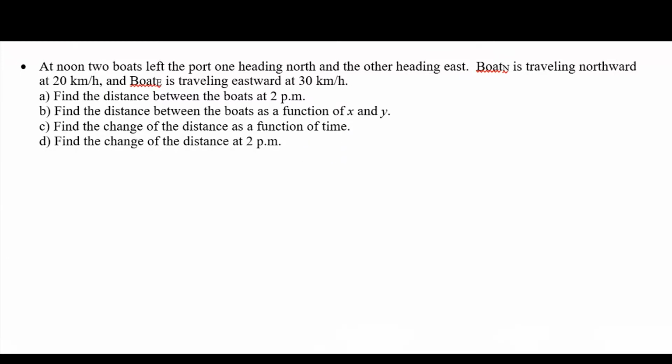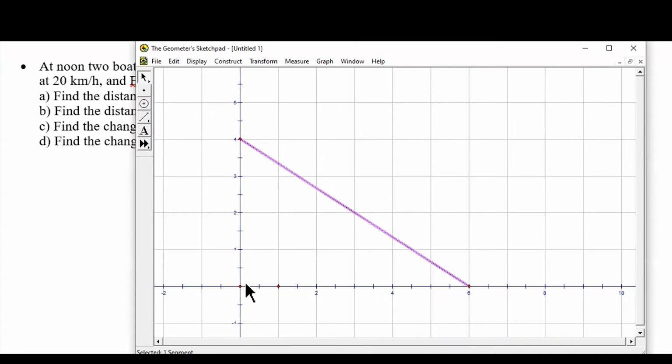I have an animation. Okay, see, this is the port, and those two dots represent the boats. So, see, the distance between these two boats will increase like this. You know what I'm saying? So one is going 20, and the other is going 30. Let's say that's 1 hour later, and 2 hours later, it's going to be like this.